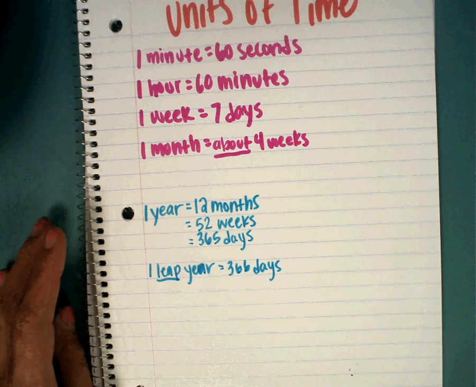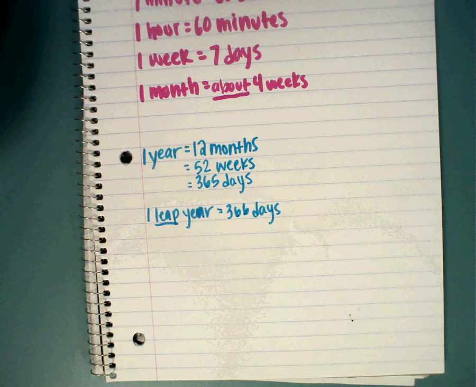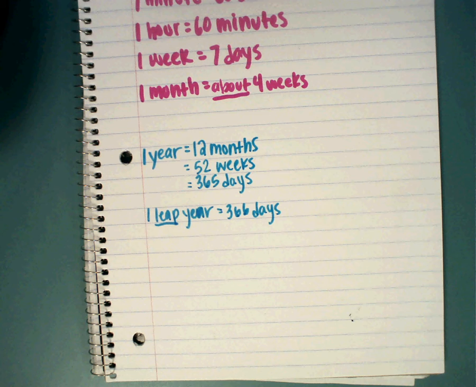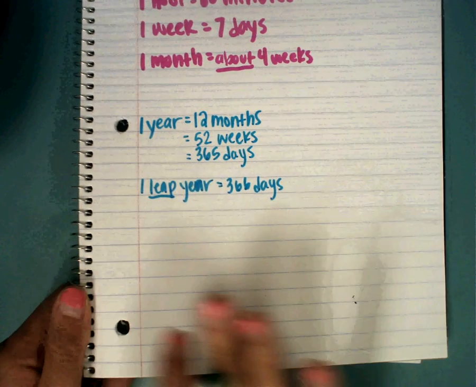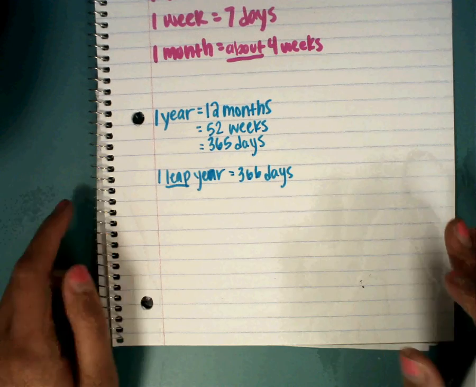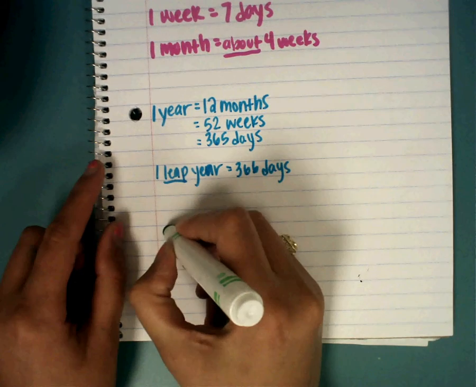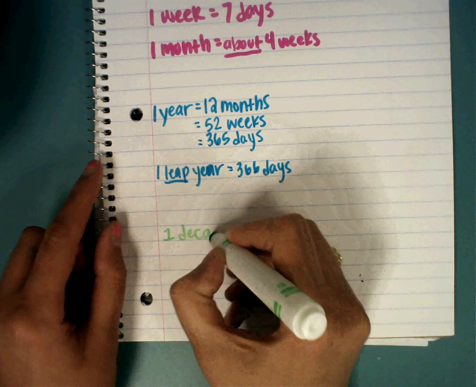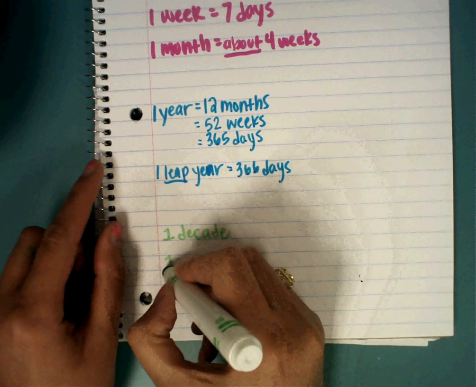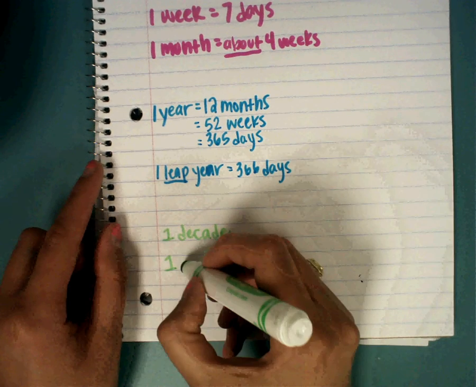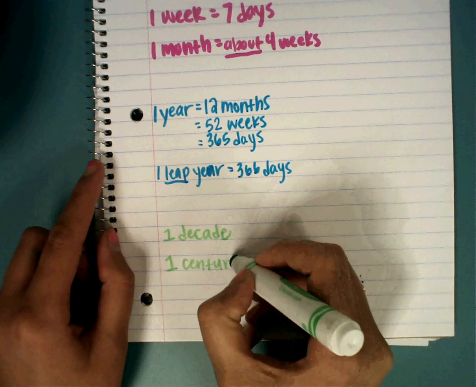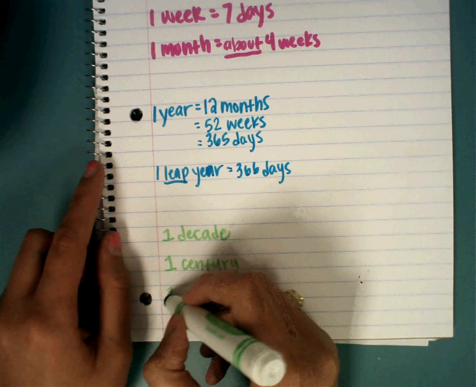All right? And then finally, we're going to talk about how different amounts of years add up to be different things as well. So we have a decade, a century, and a millennium. And we briefly talked about these in one of your classes on Friday. I can't remember which one because we just got into that discussion. But we have a decade, a century, and a millennium. So we have 1 decade. We have 1 century. And we have 1 millennium.